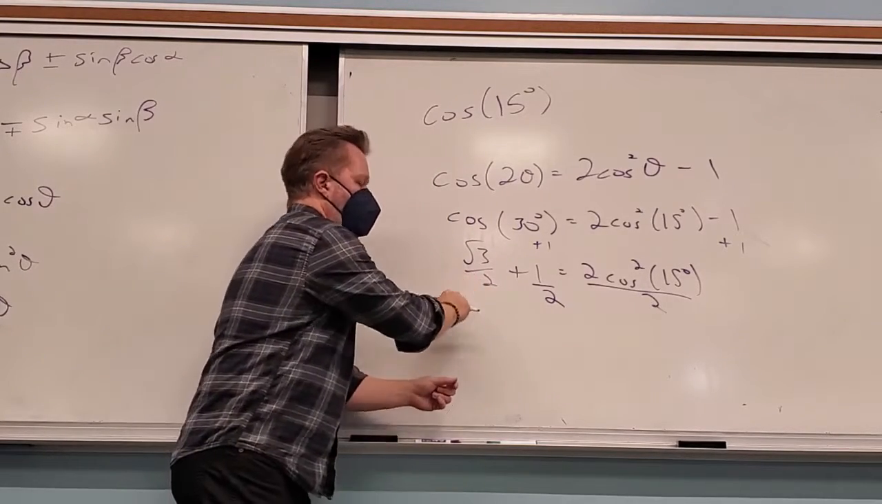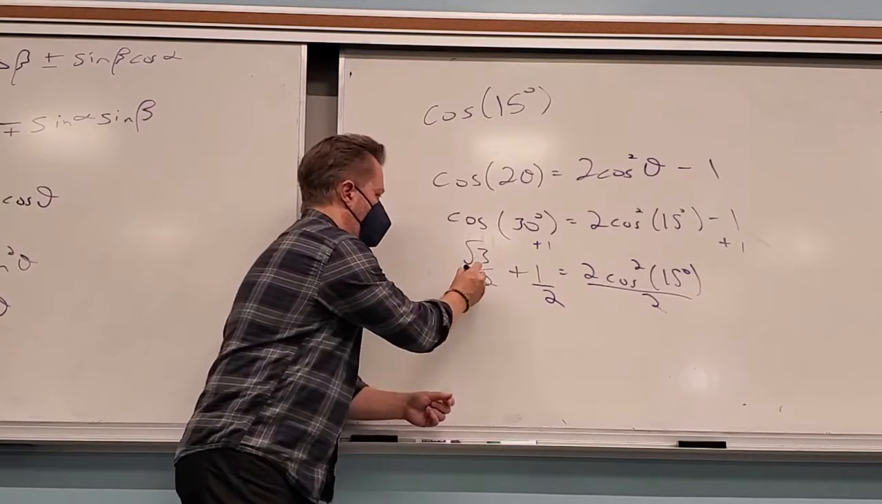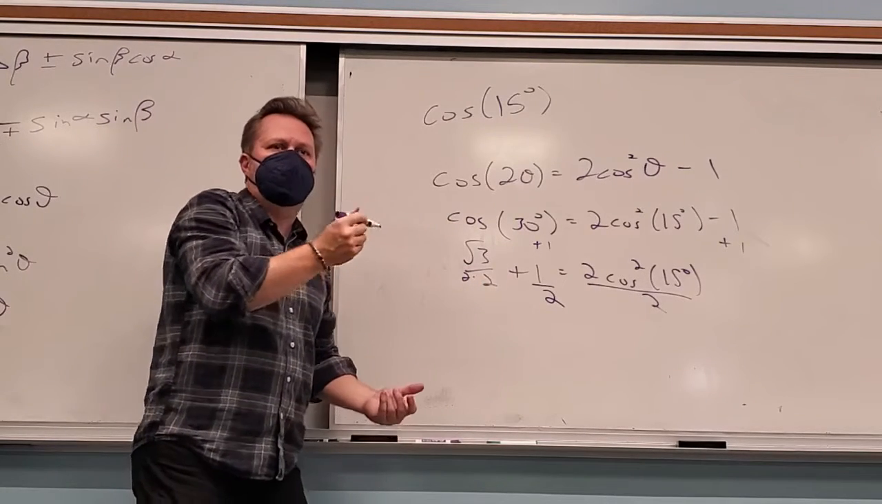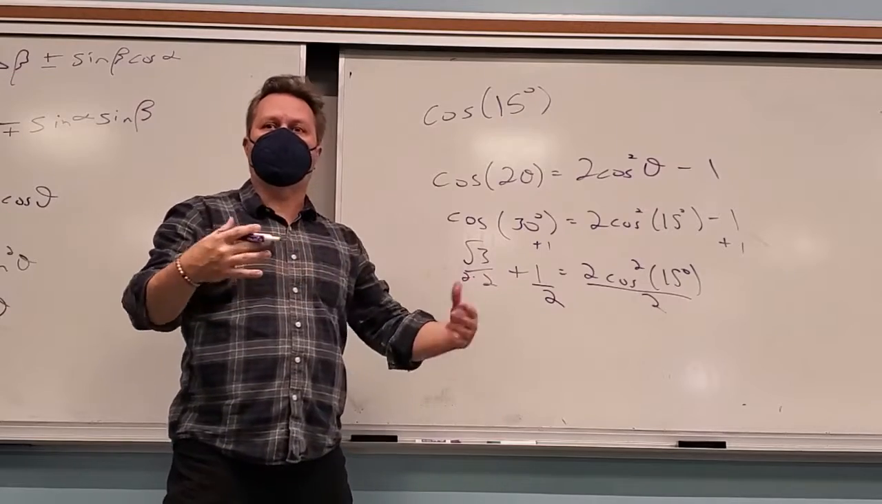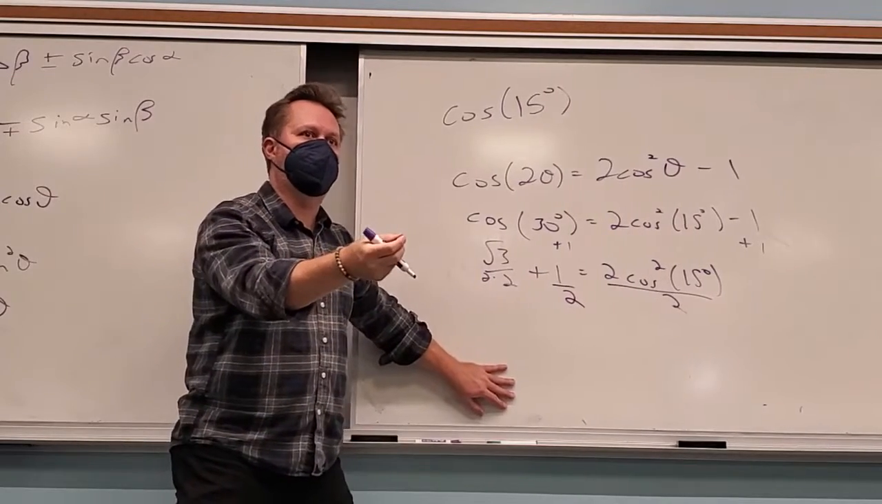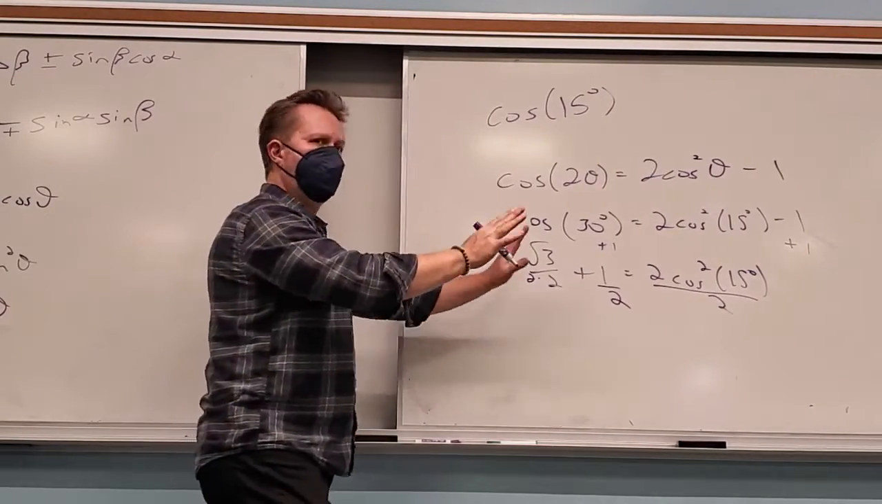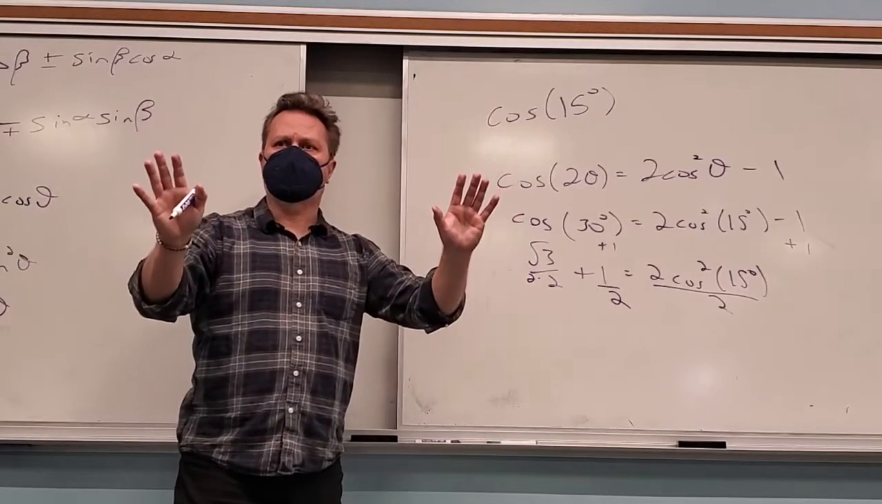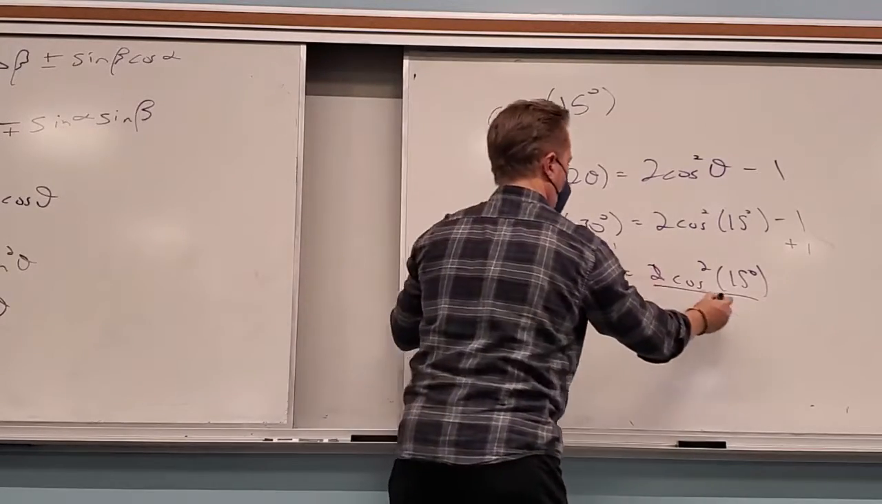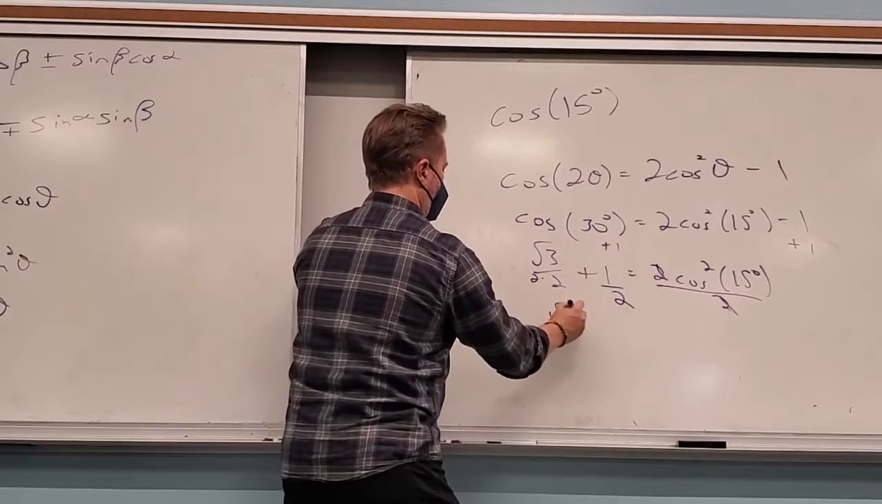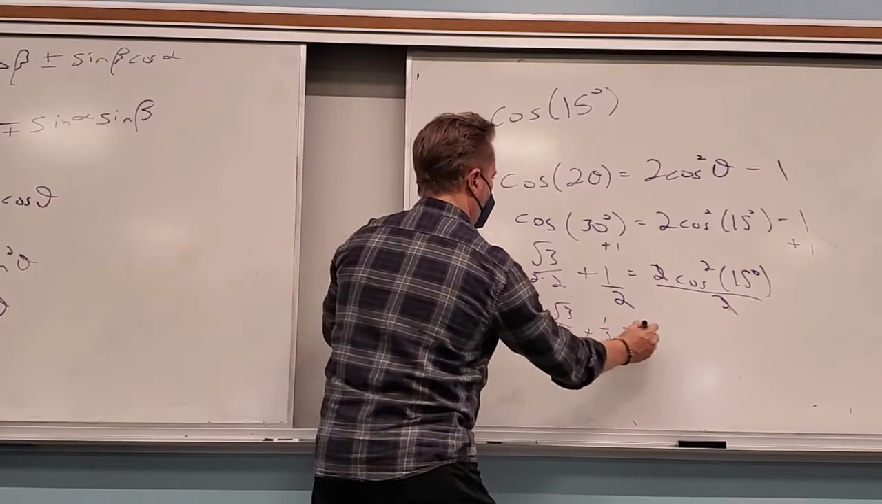Isn't that already cut in half? So if I cut it in half again, isn't it cut in fourths now? That's the quick way to divide by something when there's already a fraction there. You just put more on the bottom, right? I'm just solving like we always do. So I get square root of 3 over 4 plus 1/2 equals cosine squared.